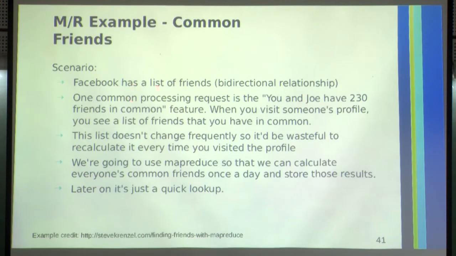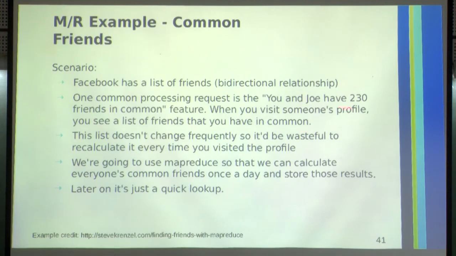So consider Facebook, which has a list of friends. And a friend is a bidirectional relationship. So if I'm a friend with Yudaya, then by the relationship, he is also a friend of mine, right? So two people can become friends. A common processing request is: who are the friends in common? So between Yudaya and me, who do I know that I'm a friend with that Yudaya is also a friend with, right? That's what we'd like to find out.